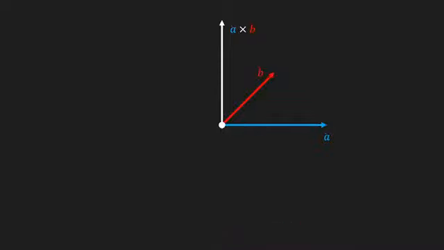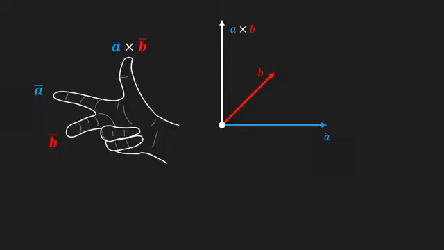The cross product results in a vector that is perpendicular to the original vectors. You can visualize this using the right-hand rule. If you take your right hand and point your index finger in the direction of vector A, your middle finger in the direction of vector B, then your thumb will point in the direction of their cross product.